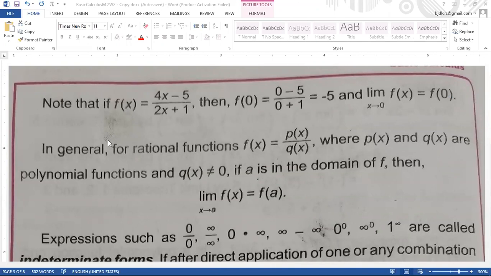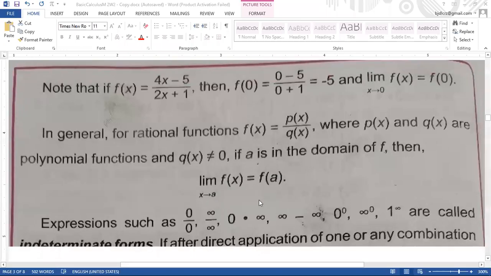So in general, for rational functions, f of x is equal to p of x over q of x, where p of x and q of x are polynomial functions and the q of x should not be equal to 0. So if a is in the domain of f, then the limit of f of x is equal to f of a. Substitute directly the value of a, which is the x.